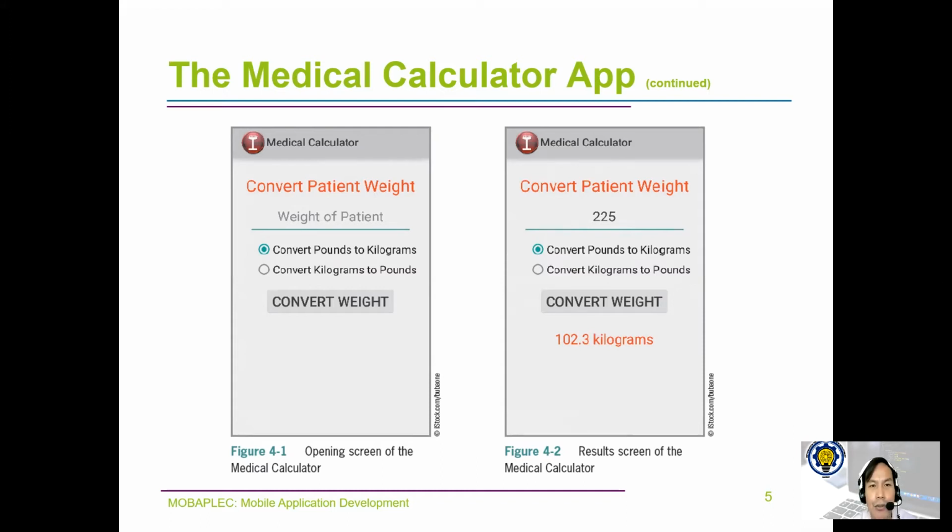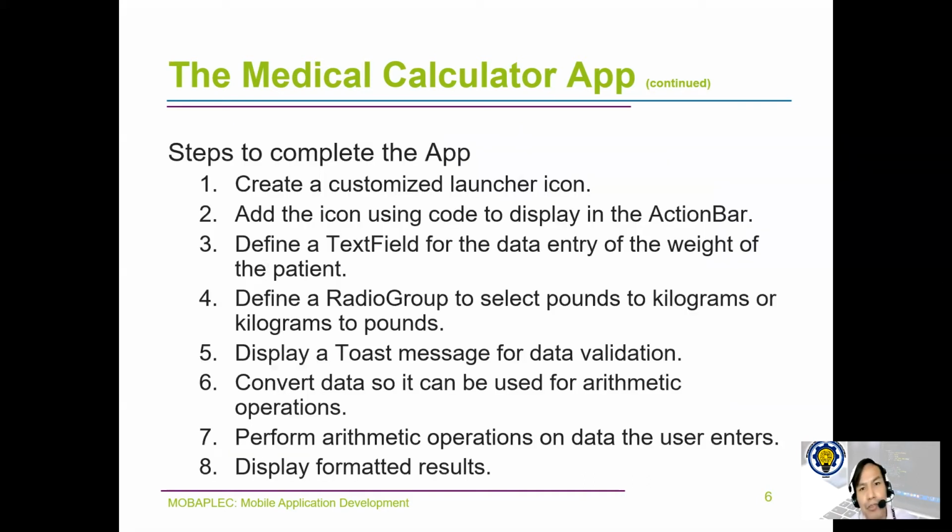Okay? So the question is, how about the coding? You can see here the layout. There's an input and there's an output that executes the particular process. So here we have the steps to follow. Of course, in order for us to complete the app, the first step will be creating a customized launcher icon.